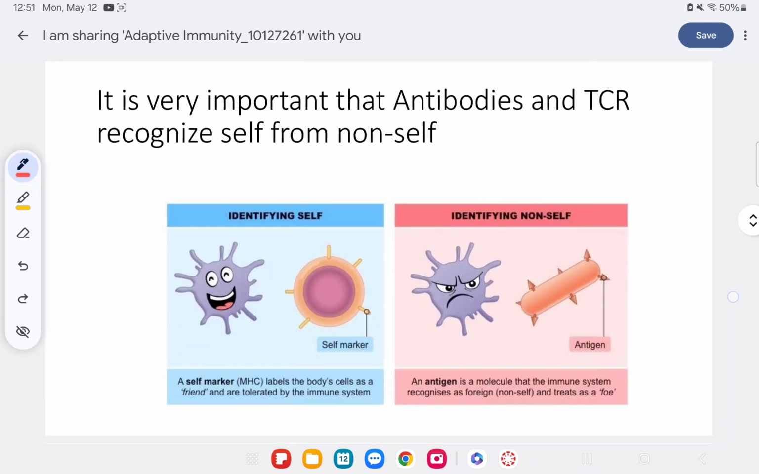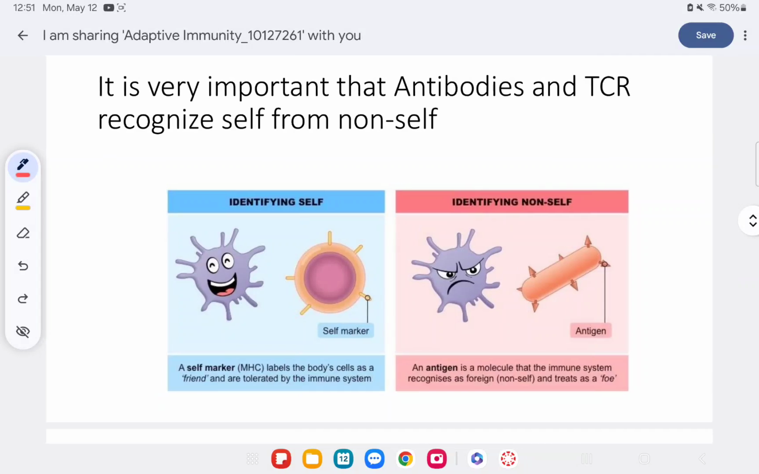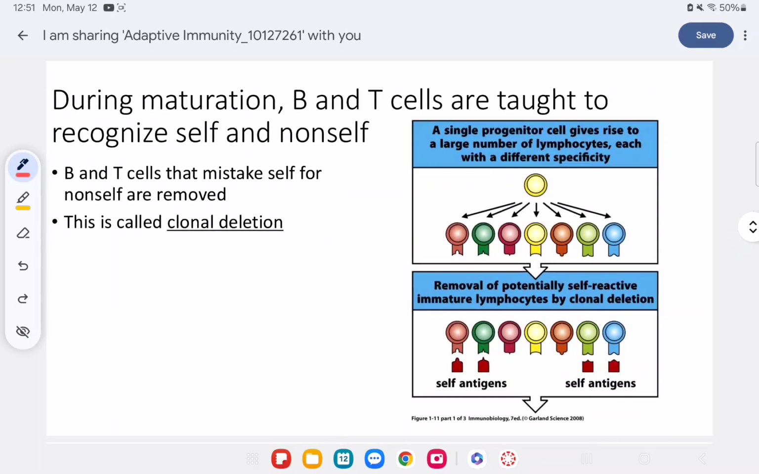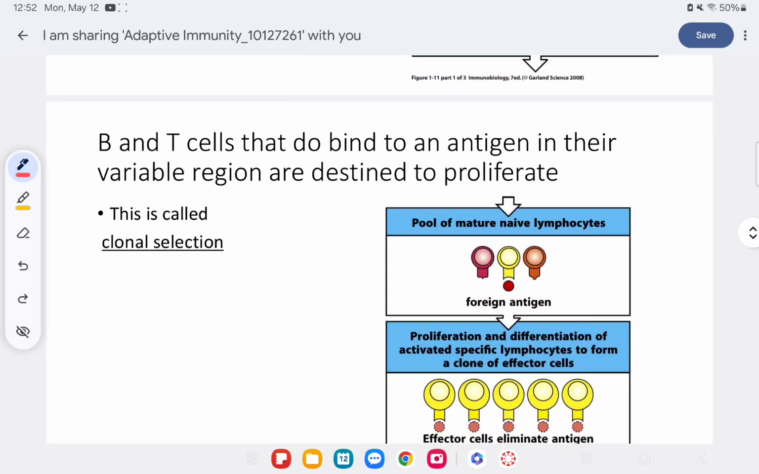Self and non-self, big difference, and it's important that we don't respond to self. During maturation, if any of these T or B cells are responding to self, they will get eliminated. That's known as clonal deletion. So they get deleted if they're responding to self, and this will happen in the bone marrow or in the thymus. That's what's happening during their training. Once they go and live in the lymph nodes or the spleen, they're just sitting there.